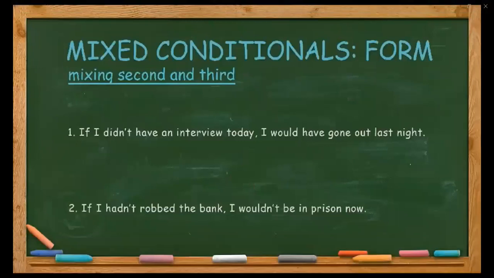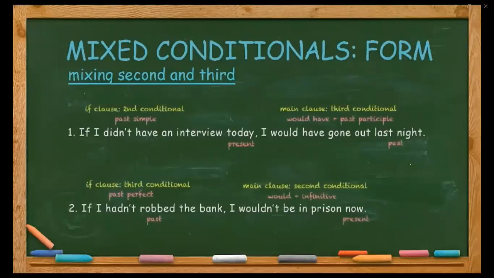Let's look at the form for mixed conditionals. We'll look at the two sentences we've already been studying. Sentence 1. The if clause uses a second conditional with the past simple and present time, if I didn't have an interview today. The main clause uses the third conditional, would have plus past participle, past time. I would have gone out last night. And sentence 2. The if clause uses the third conditional and the past perfect with past time, if I hadn't robbed the bank. And the main clause uses a second conditional, would plus infinitive and present time. I wouldn't be in prison now.